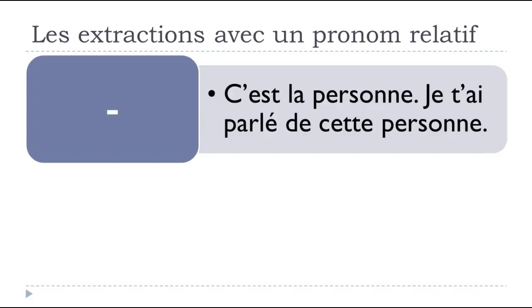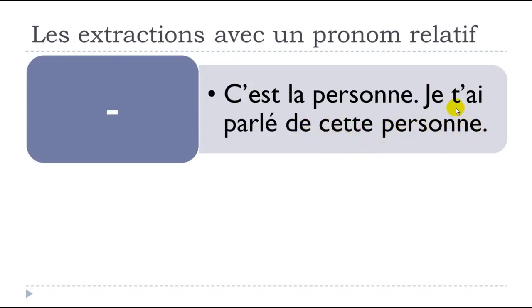Troisième exemple. So third example. C'est la personne. Je t'ai parlé de cette personne. So it's the person. It's quite strange. Of course, these sentences wouldn't be used, but it's just to show you how to combine them to make the sentence we normally use. It's interesting here because you can see that la personne is replaced here by de cette personne.